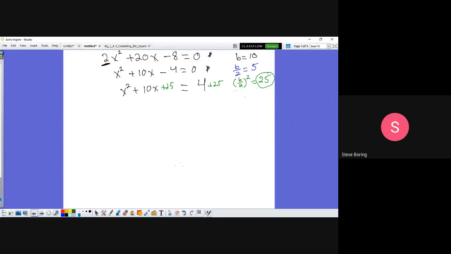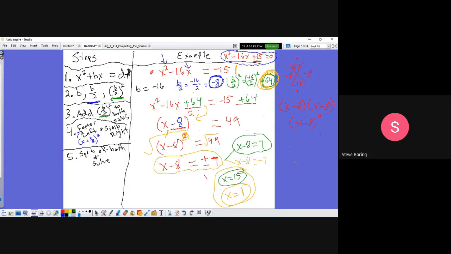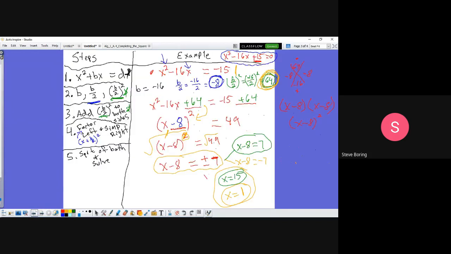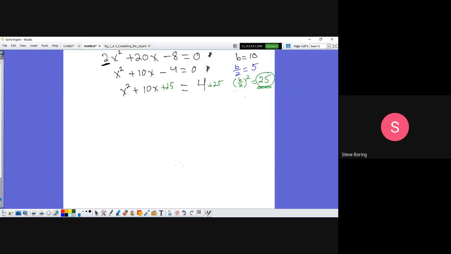So we just did step 2, and we just did step 3. So we found b over 2, and b over 2 squared. We did this. And we just added the b over 2 squared to both sides. That was the 25 that I added right here. So hopefully that makes sense. Now I'm going to do this step, which is factor the left and simplify the right. So simplifying the right, that's super easy. You can handle that, no problem. 29, easy. 4 plus 25 is 29.